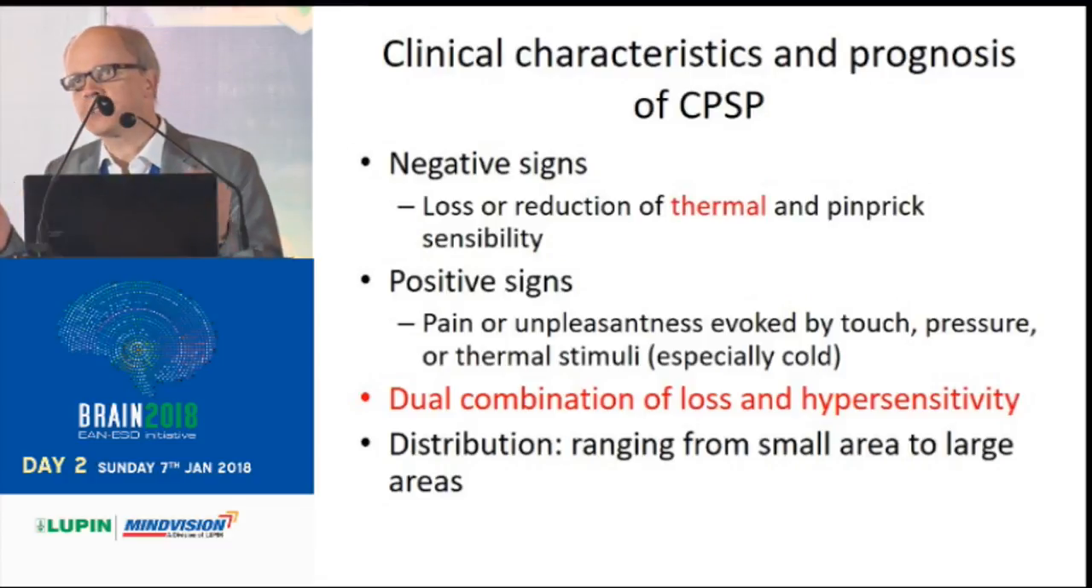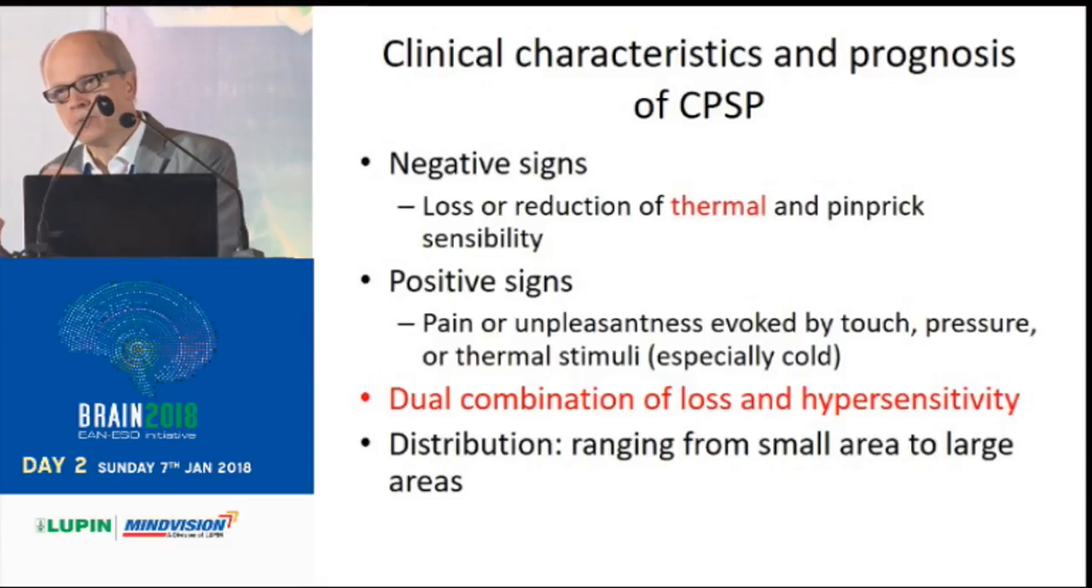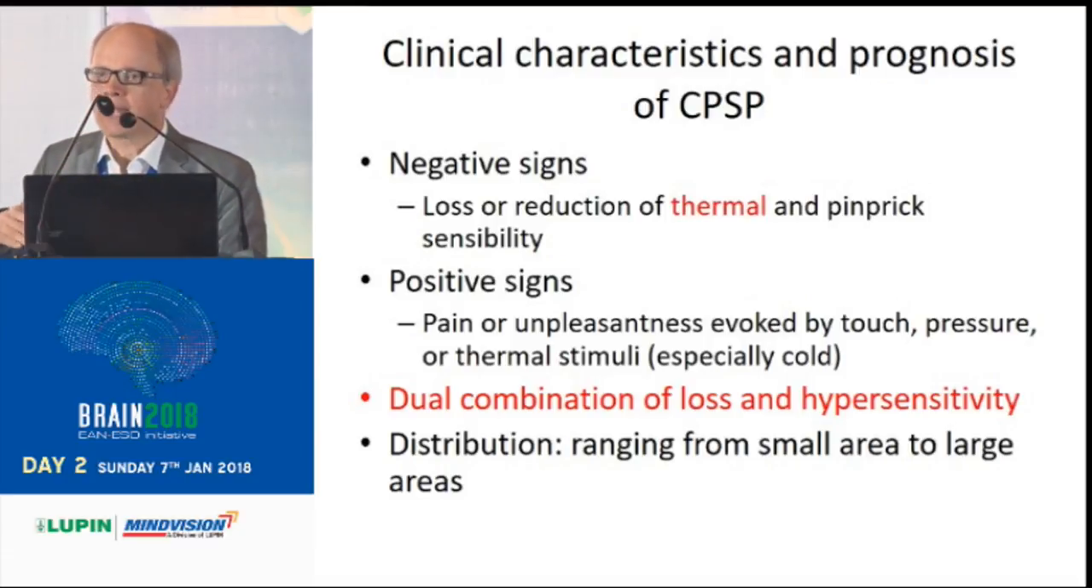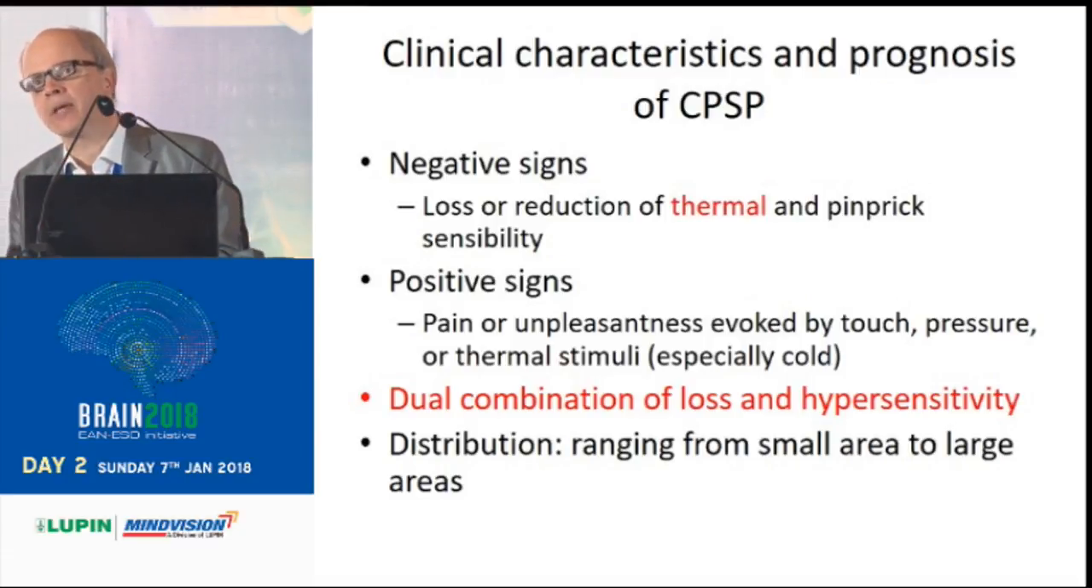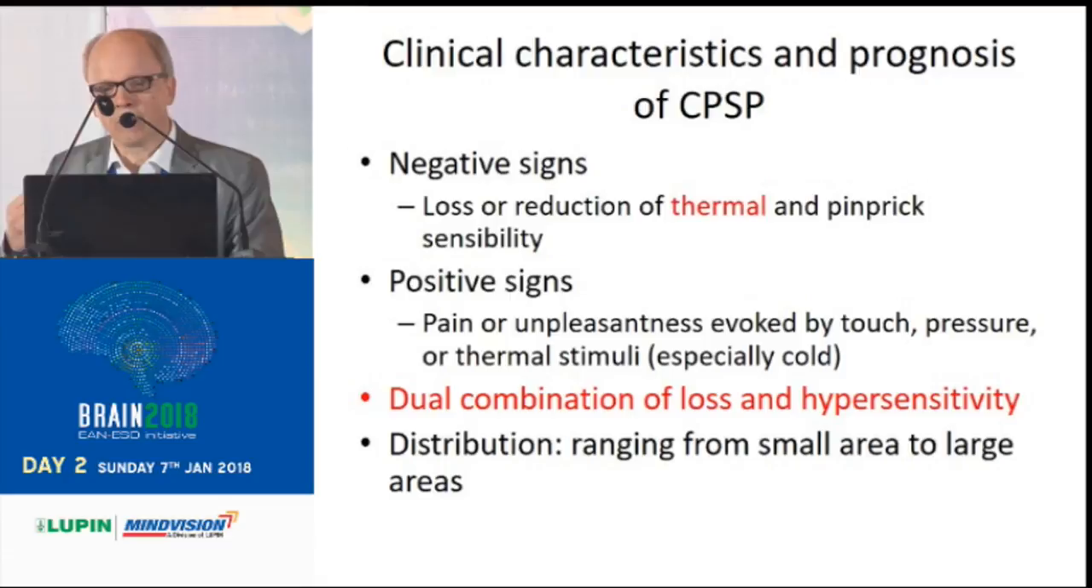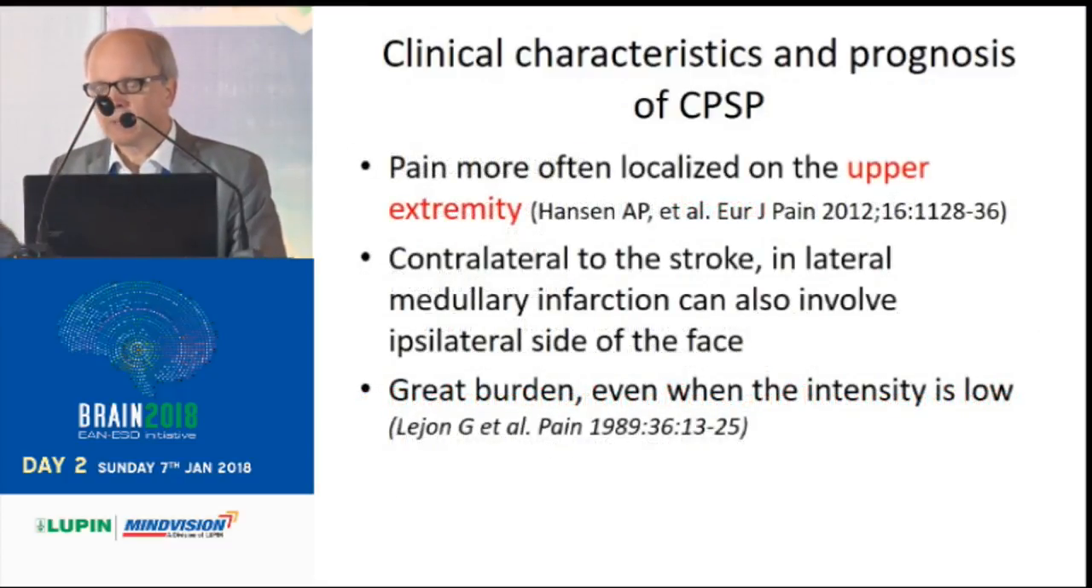And then also, if we see this kind of dual combination, so that when we do the neurological examination the patient has both loss of sensation and, on the other hand, hypersensitivity in some areas of the body, this kind of combination is very suggestive of central post-stroke pain if you see these signs together. The distribution of pain may range from a very small area to large areas, so it may be everything possible. But very often, pain is more often localized on the upper extremity than the lower extremity.